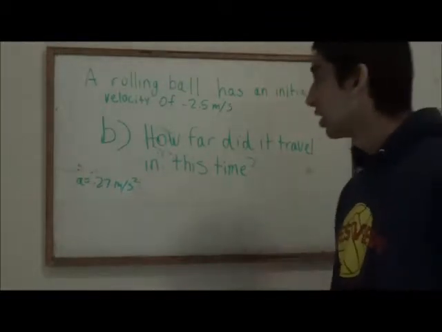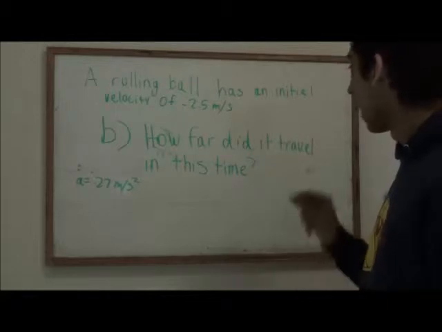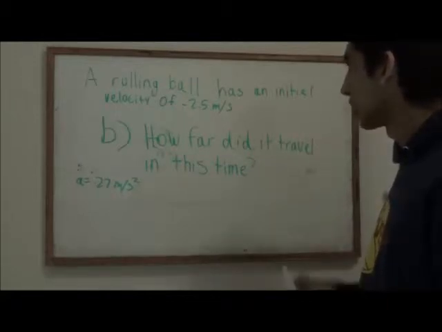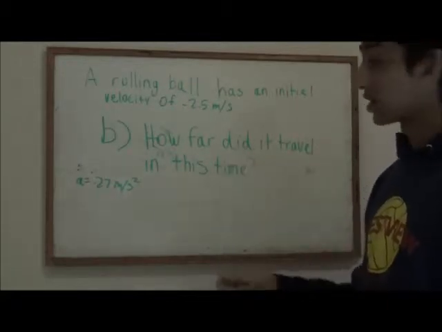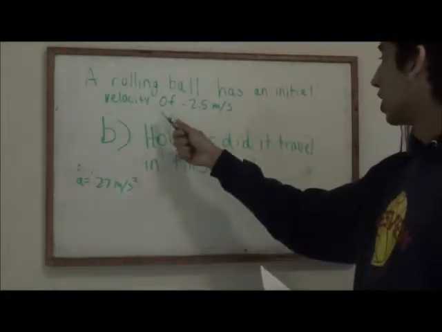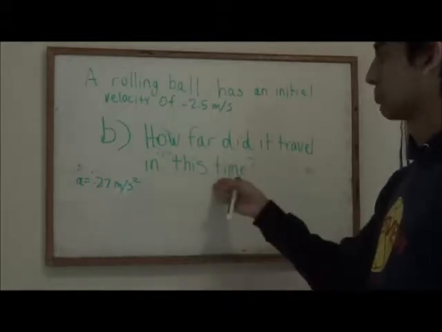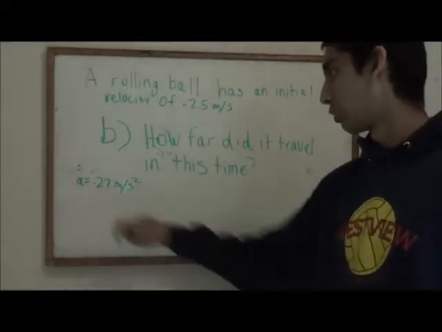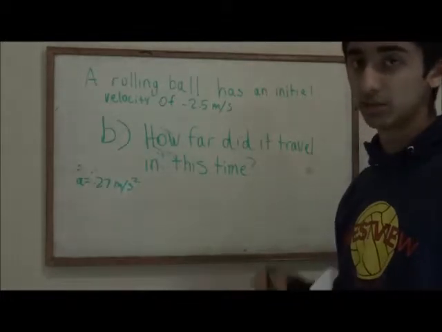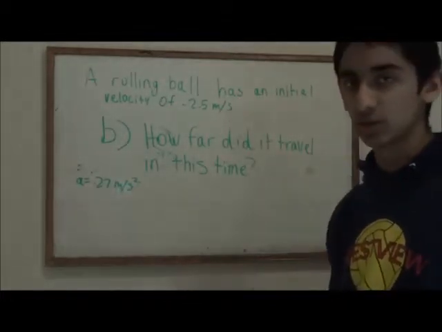Okay, now, this is part B in the problem. Part B says, how far did it travel in this time? So remember, the question states that a rolling ball has an initial velocity of negative 2.5 meters per second, right? And now this is part B. I wrote on the side what the acceleration is because I have a feeling we might need it later. So the acceleration was 0.27 meters per second squared, right?